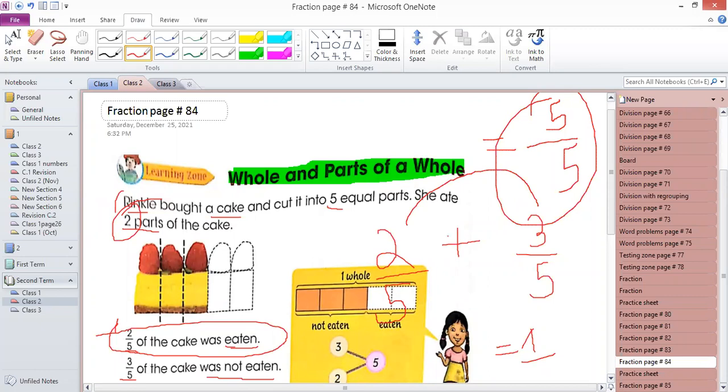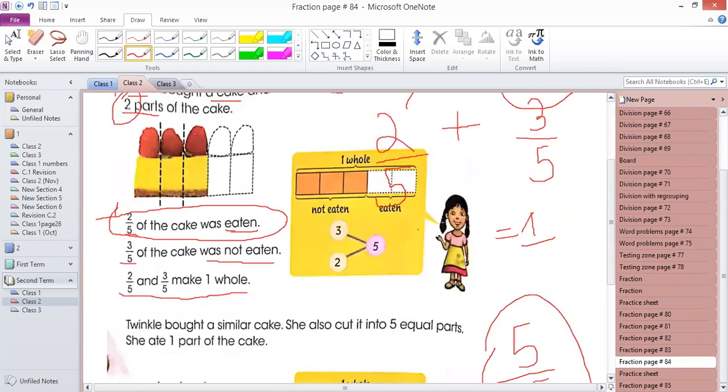So if you add the fraction which Twinkle ate and the fraction which she did not eat, that will always be equal to 1 whole. Not eaten and eaten parts will equal 1 whole. Is it clear, guys?